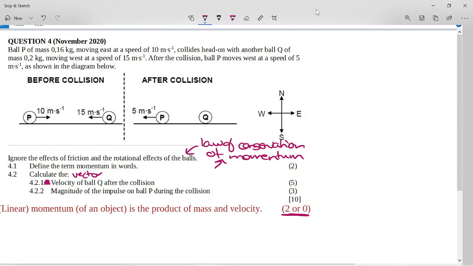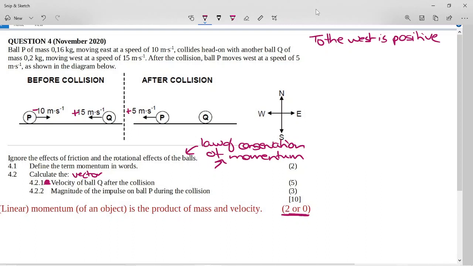So the first thing we do with a vector question is we pick a positive direction. I'm going to say to the west is positive because that's where my larger initial momentum is. So if to the west is positive, this 15 will be plus 15 and this 10 will be negative 10. This 5 is also to the west, so this 5 will end up being positive.